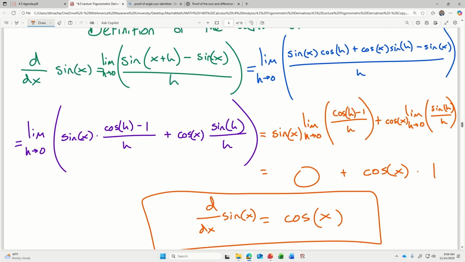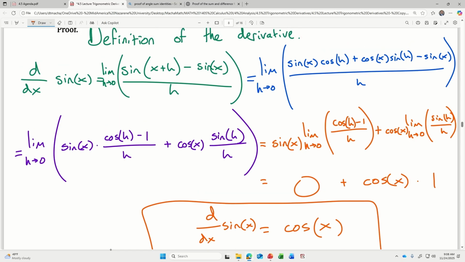But wait, why is it not just like sine of x? Oh, yeah, this would be sine of x times 0, because that limit is 0. And that limit is 1.